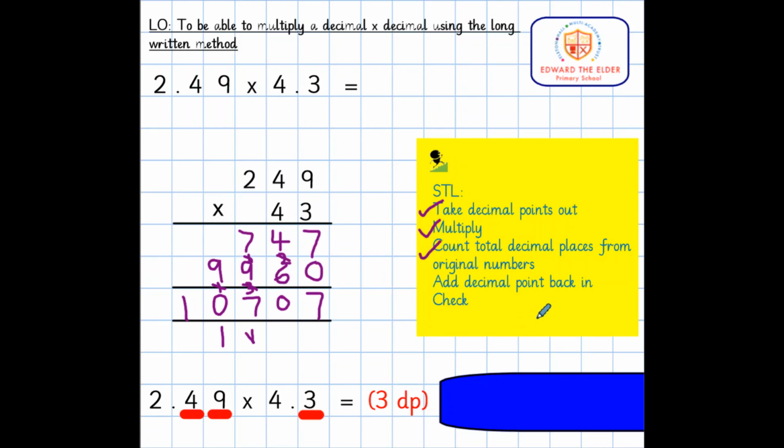So now we're going to add the decimal point back into our answer. So we're going to always start from the right. We're going to count 3 places from the right. So 1, 2, 3. Our decimal point will go here. So our answer is going to be 10.707. Remember, the decimal point is extremely important. If we don't pop it back into our answer, the answer will be wrong.